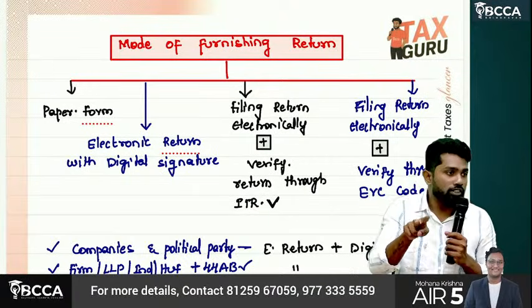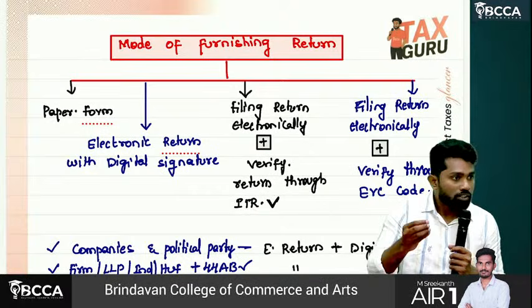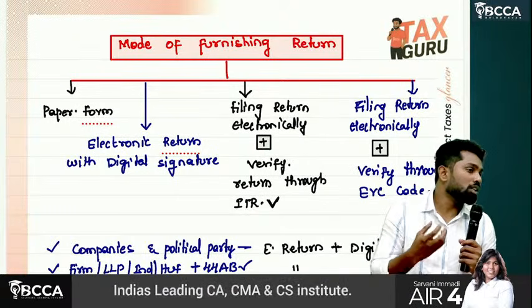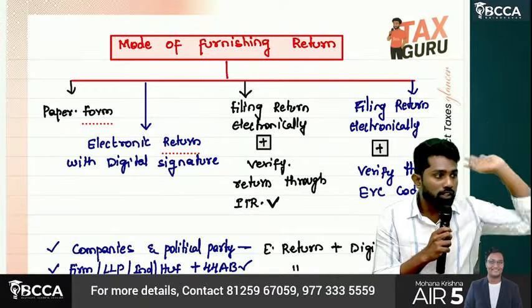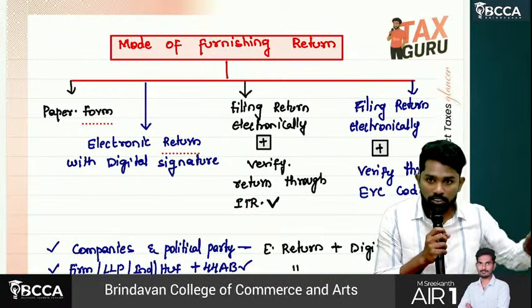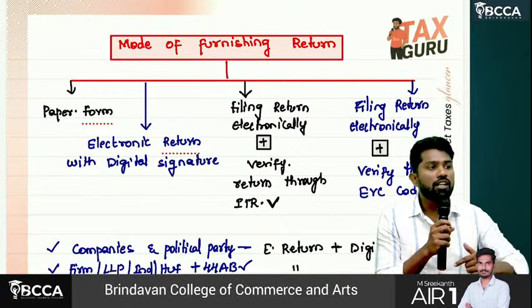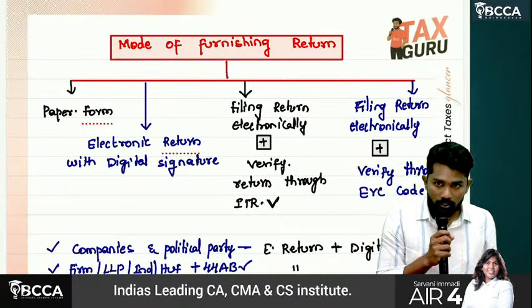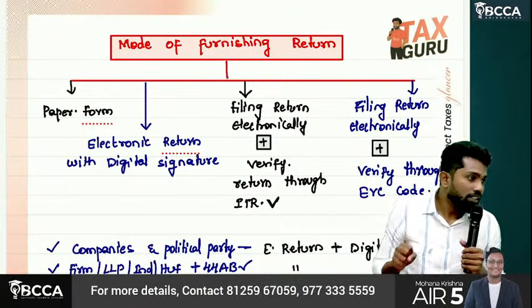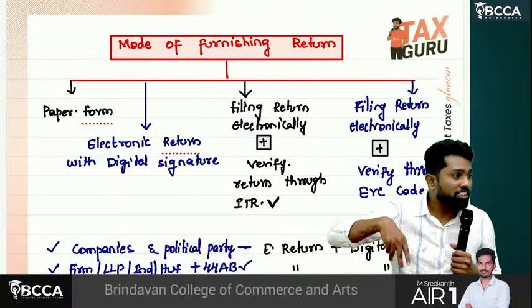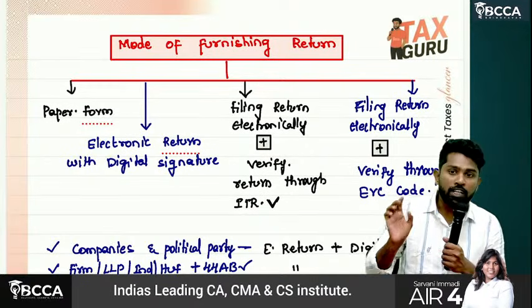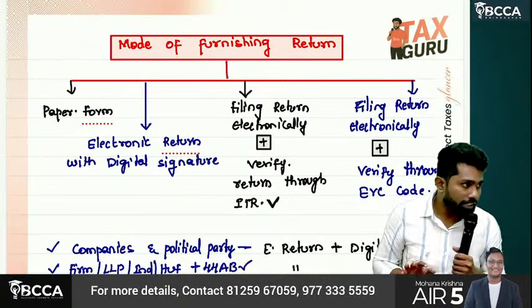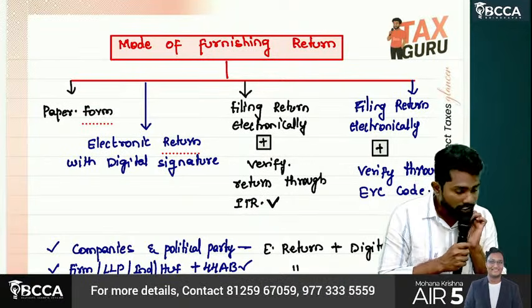After filing, two ways. How do you verify that? One thing, you download the ITRV acknowledgement, sign it manually or physically and send it to the CPC center, Central Processing Centers. Mostly in South India, we'll send it to Bangalore. Then filing return electronically. Normally you file return online only, and there itself you'll get it verified, by entering that OTP or EVC code. These are the formats of filing returns.